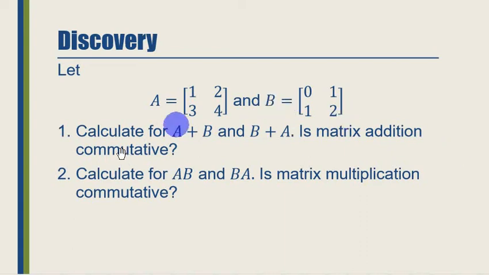Let's take a look at this. We are given matrix A, whose entries are 1, 2, 3, 4, and matrix B, whose entries are 0, 1, 1, 2. We are asked to calculate A plus B and B plus A, and determine if matrix addition is commutative. We're also asked to calculate AB and BA and ask if matrix multiplication is commutative. So pause the video and try to solve for A plus B, B plus A, AB, and BA.